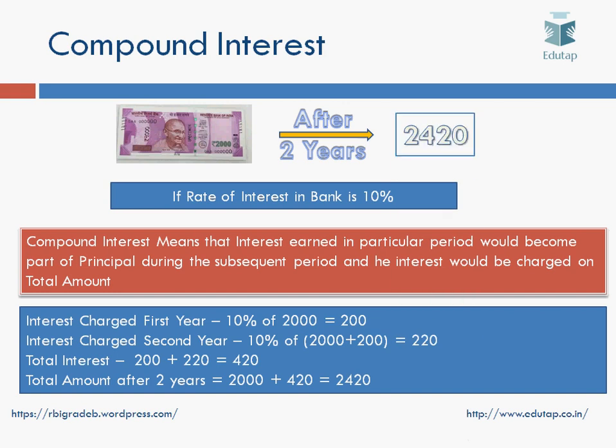Now you can see that in simple interest the total amount after 2 years was 2400. But in compound interest, the total amount after 2 years is 2420. So the point is that when you get interest as a compounded thing, your total amount would always be more than what you would have made in a simple interest.